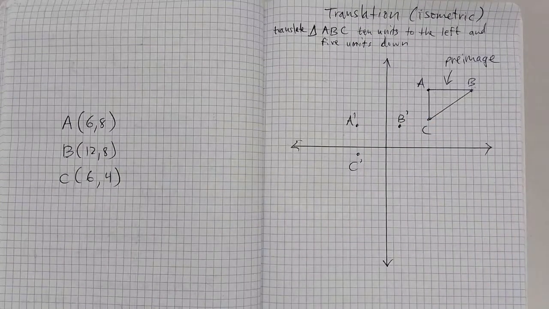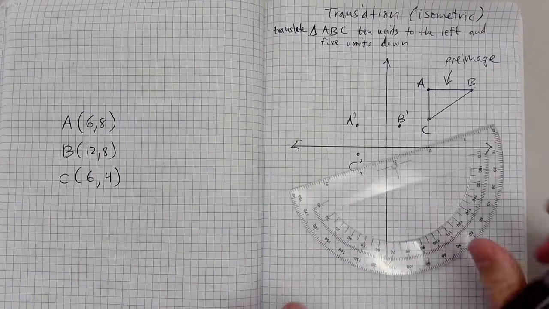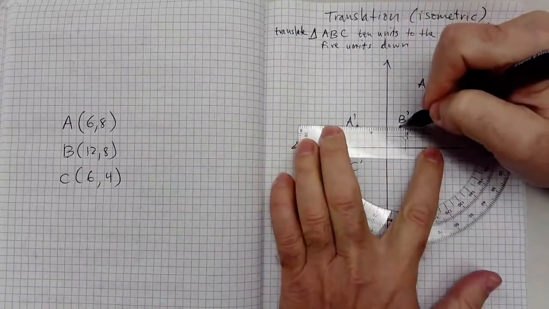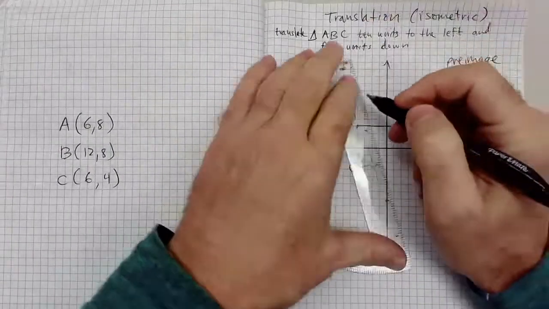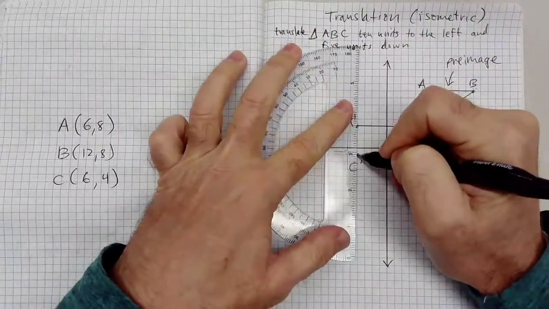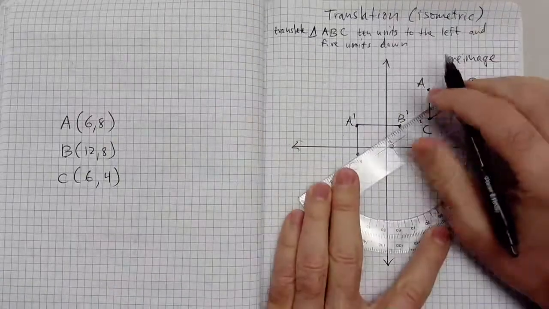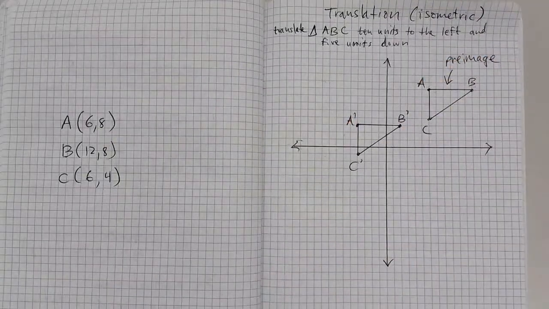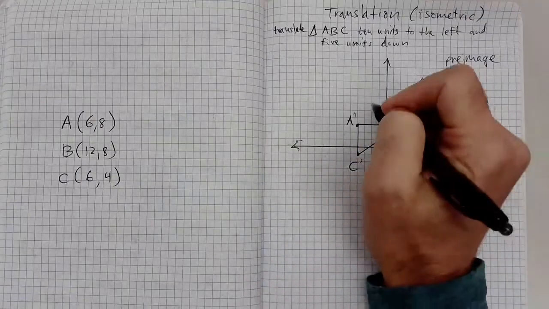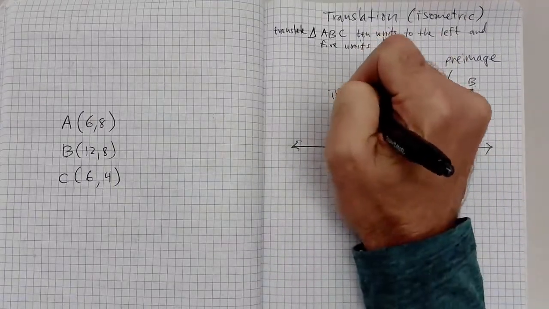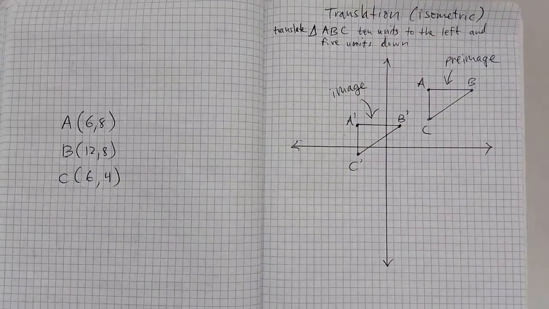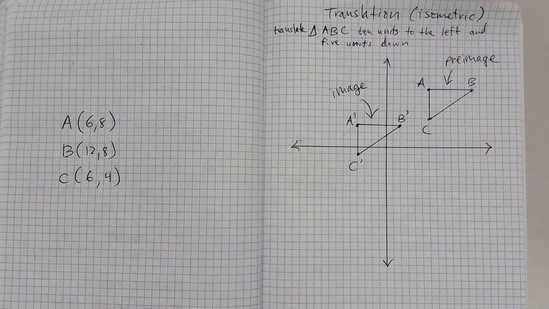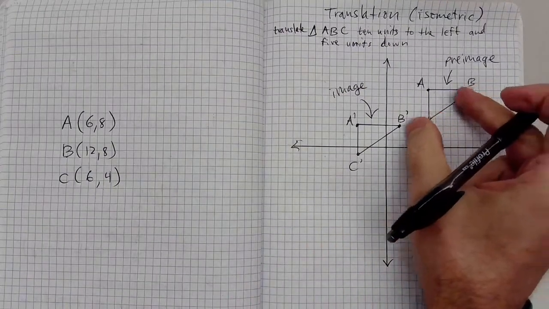All right, so once you've found A prime, B prime, and C prime, feel free to use your straight edge to construct the triangle A prime, B prime, C prime. We call this new triangle our image, right? In a sense, it's our copy. Notice this triangle is simply moved over here.